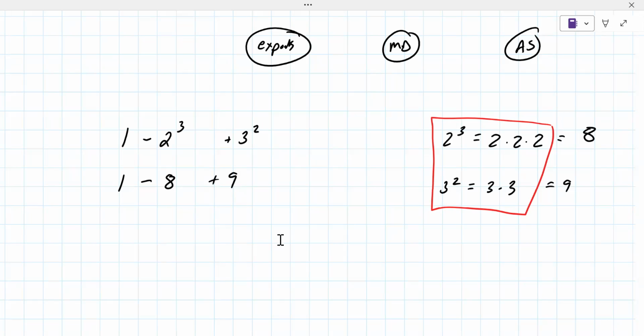2. -7 plus 9 is 2. Very good. All right, so let's do a few more here.